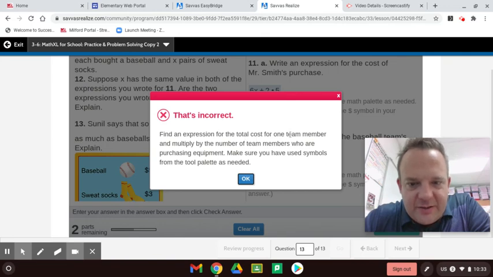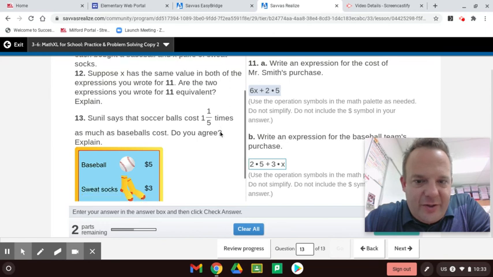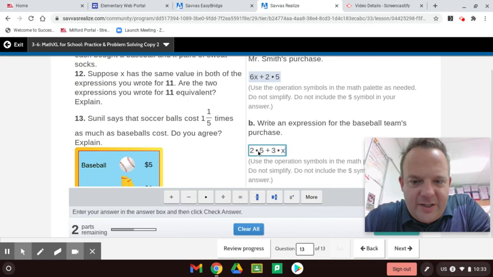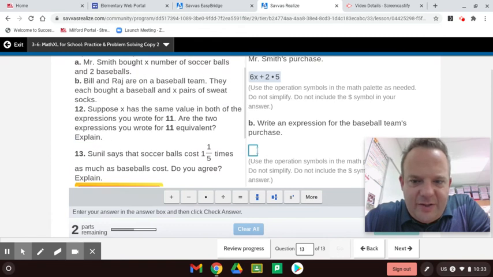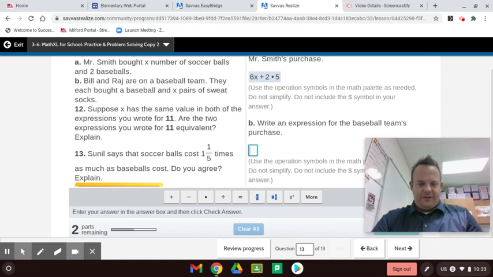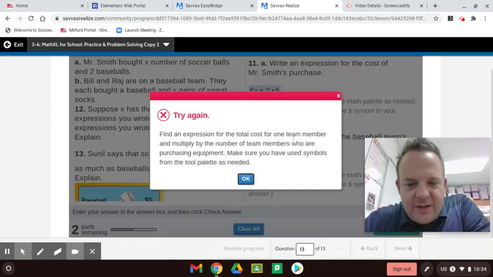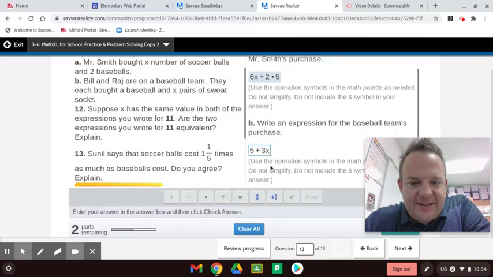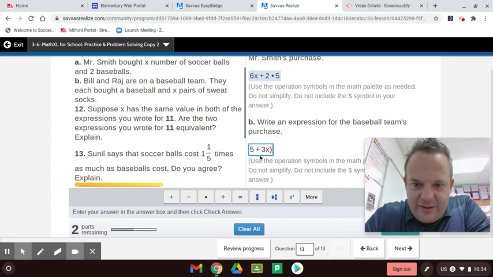Find an expression for the total cost for one team member. All right, it just said Bill and Raj, so maybe they want this just for one team member. So maybe they want one baseball plus $3 times X socks. Find an expression for the total cost for one team member and multiply by the number of team members who are purchasing the equipment. Okay, so now we have to multiply this by however many team members. How many team members are there, guys? So we're going to take this times the number of team members. Okay, how many team members do we have?